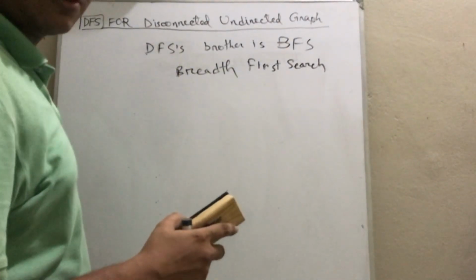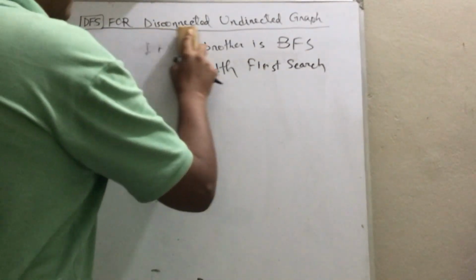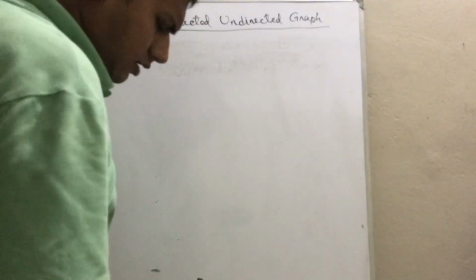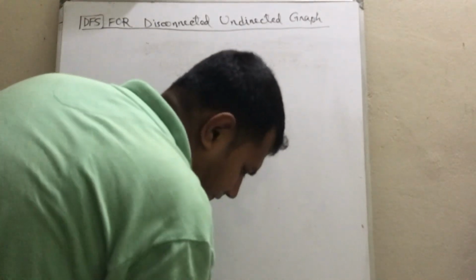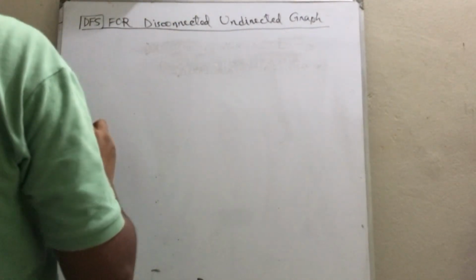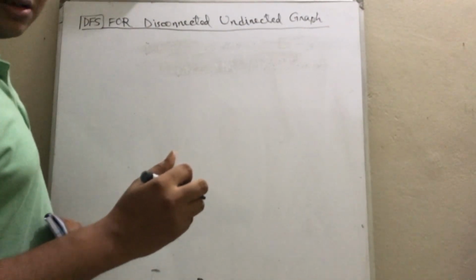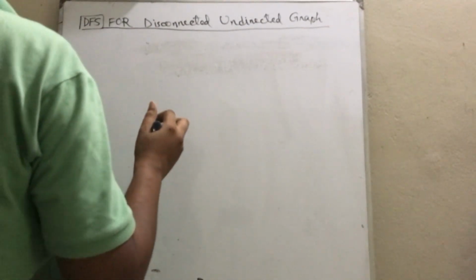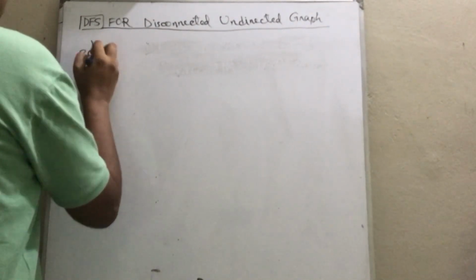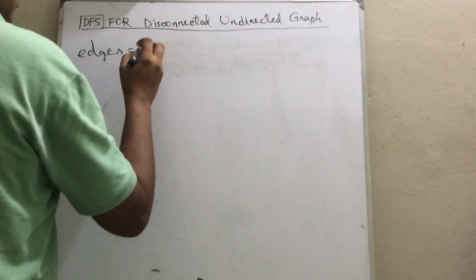Now we'll talk solely about DFS, depth first search. Let's see an example. We talked about the edge list structure in the previous video. Now let's see the edges.